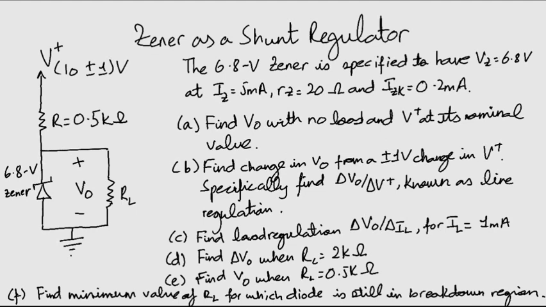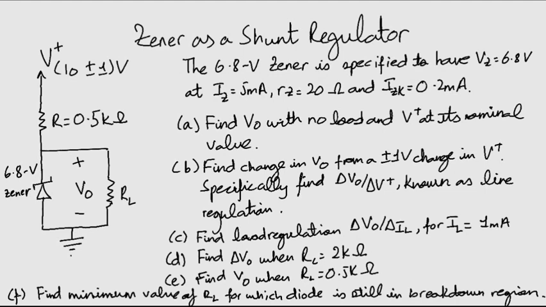Part C, find load regulation, delta V0 divided by delta IL, for IL equals 1 milliampere. Remember, IL is the load current. Part D, find the change in V0 when RL equals 2 kilo ohms. In other words, when a load of 2 kilo ohms is connected across the Zener diode.